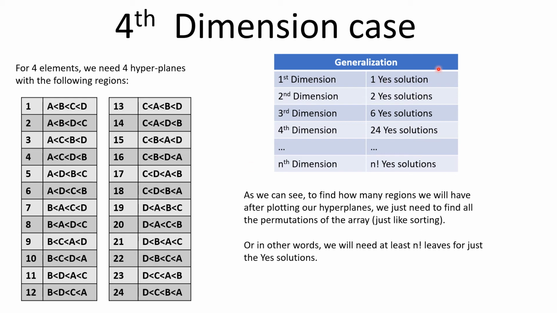So if we generalize, we see that in dimension 1 we just have 1 yes solution. For 2 dimensions we need 2, for 3 we need 6, for 4 we need 24, and we can appreciate the pattern here. This is actually the factorial. So, for example, for 4 it will be 4 times 3 times 2 times 1, which is 24. So for the nth dimension, we can say we'll have n factorial yes solutions.